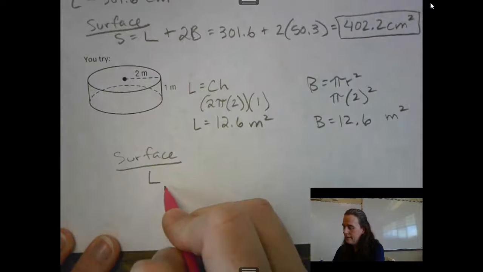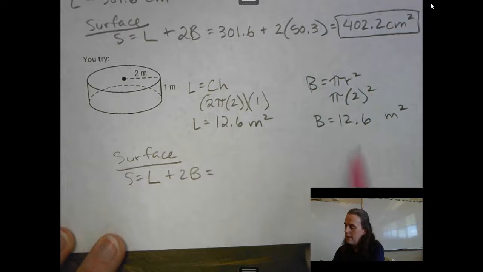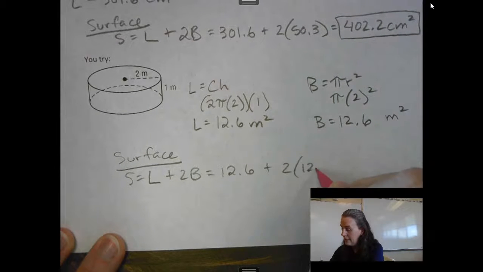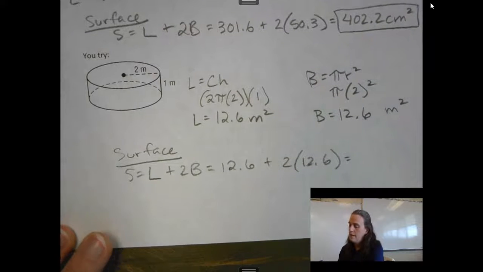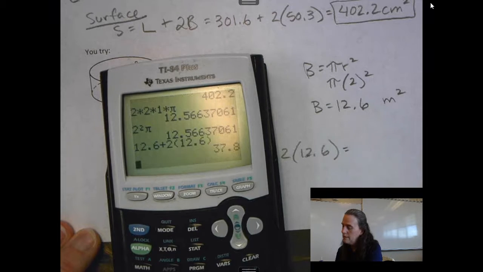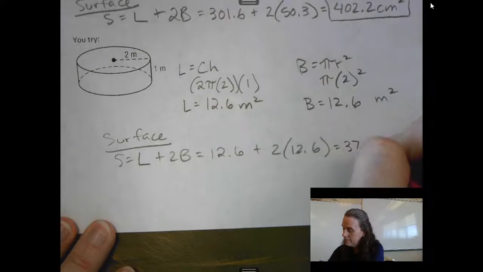Surface area. So we need the lateral area. Let's see, I did that. Plus 2 bases. 12.6 plus 2 of these guys, because there's a base on the top and a base on the bottom. And let's see if we get this. 12.6 plus 2 times 12.6. Altogether, 37.8 centimeters squared.